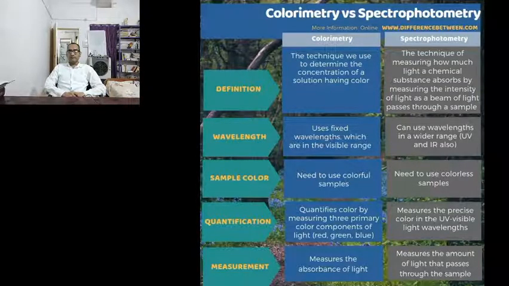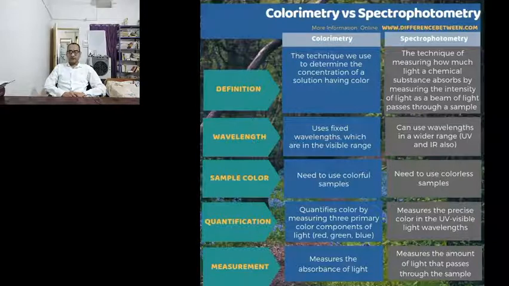This is part of the MSc semester 2 syllabus, paper CC6, bioinstrumentation and biostatistics. So to begin with, one may ask what is the key difference between colorimetry and spectrophotometry. Colorimetry uses fixed wavelengths that are only in the visible range, while spectrophotometry can use wavelengths in a wider range.